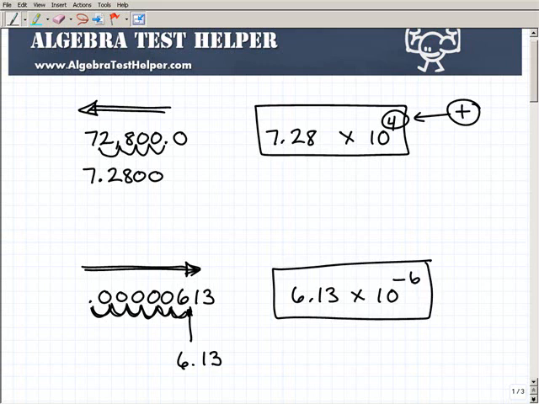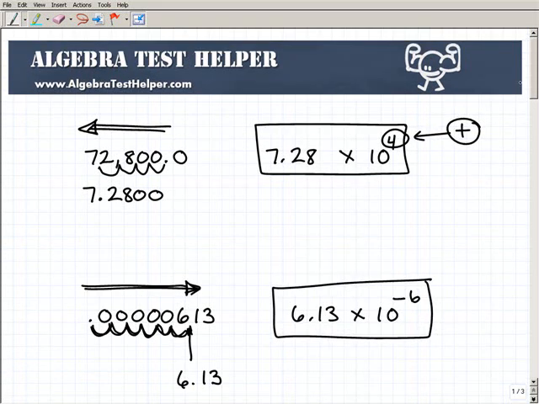So hopefully not too confusing. If this is the first time you've seen scientific notation, it's definitely worthwhile to maybe watch the video again.